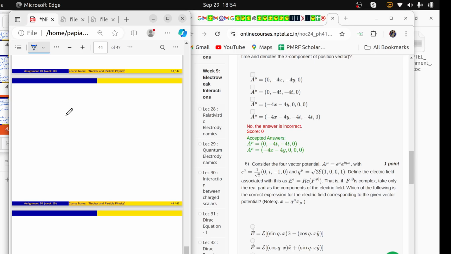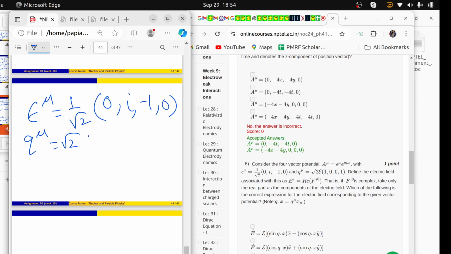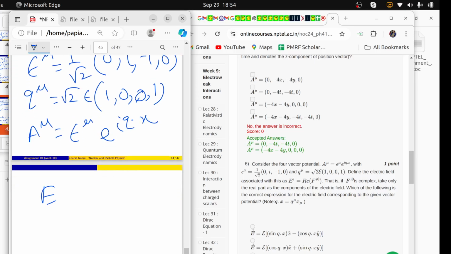Ma'am, we have got a minus sign, I think. Okay, let me write here this term, then I will go there. Minus 1, 0. You already gave the solution for assignment 9. Please open the tool. A mu is epsilon mu e to the power i q dot x. Then what are they asking? They are asking exactly a similar question. This one they are asking.